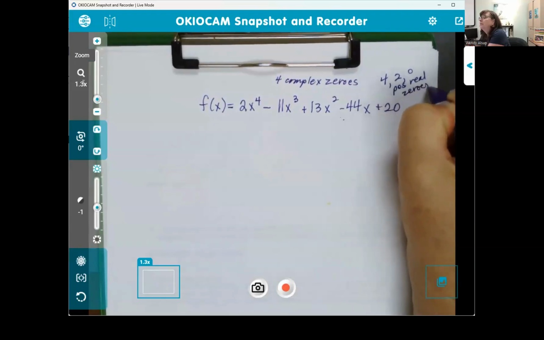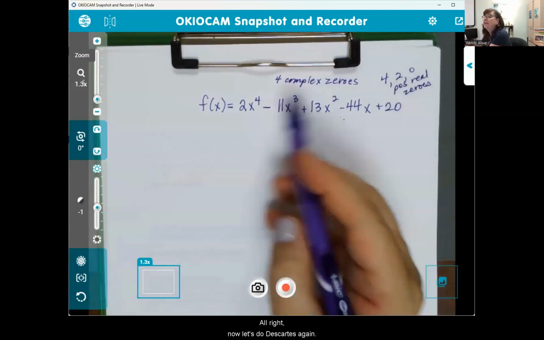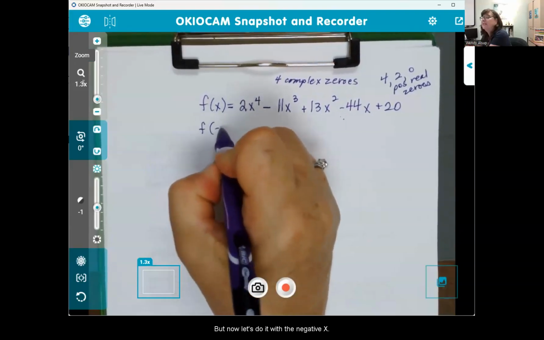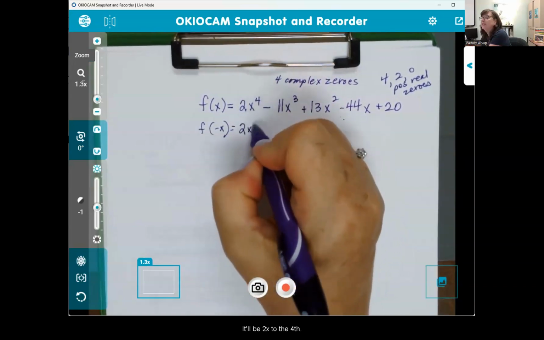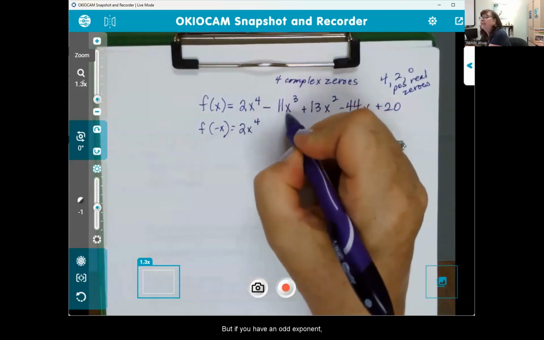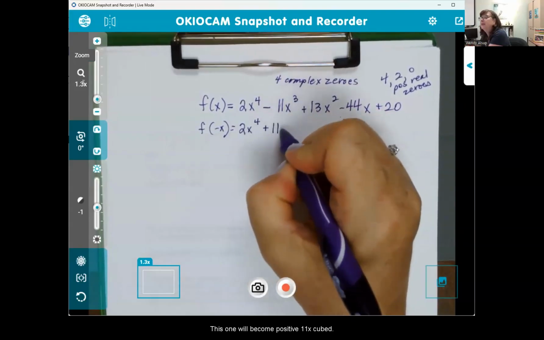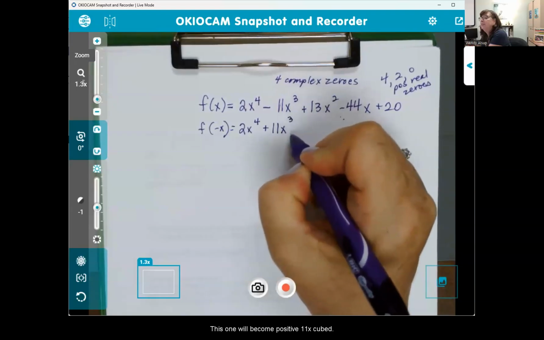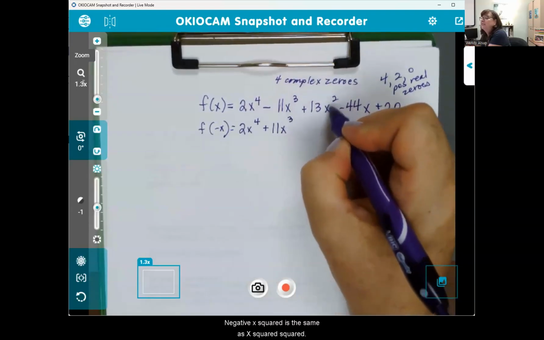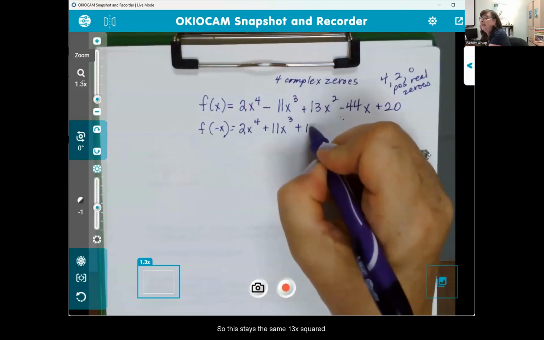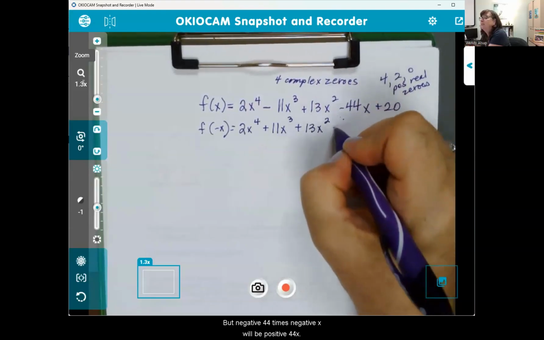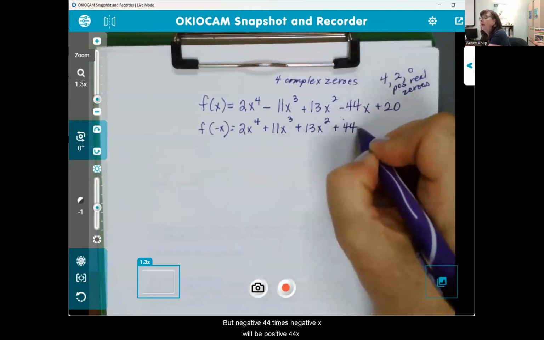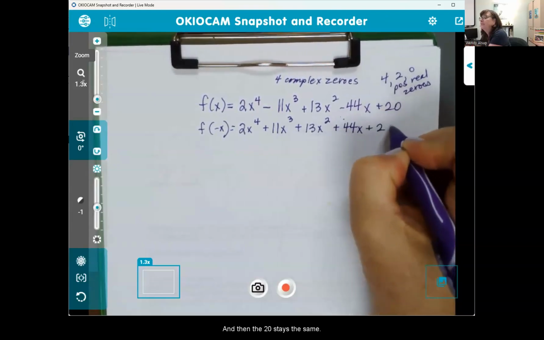Okay. All right, now let's do Descartes again, but now let's do it with the negative x. Remember, if you have an even exponent, then the negative x is going to be the same. It'll be 2x to the fourth. But if you have an odd exponent, your sign's going to change. This one will become positive 11x cubed. Negative x squared is the same as x squared, so this stays the same, 13x squared. But negative 44 times negative x will be positive 44x, and then the 20 stays the same.